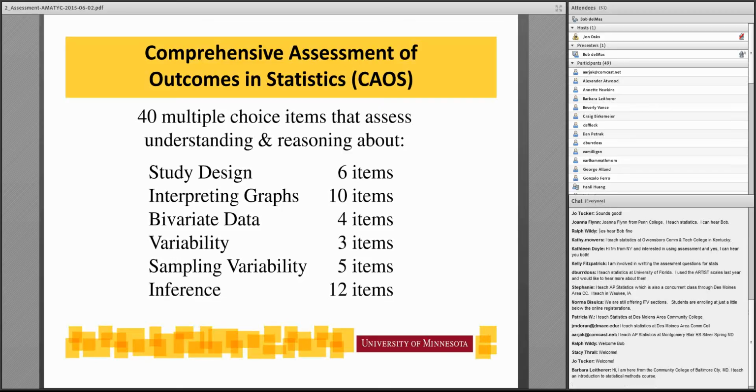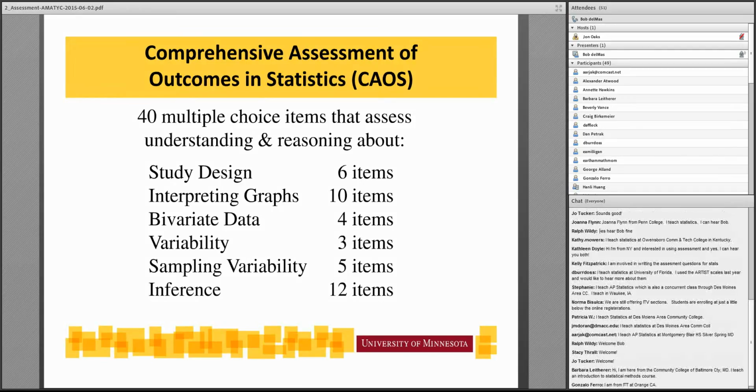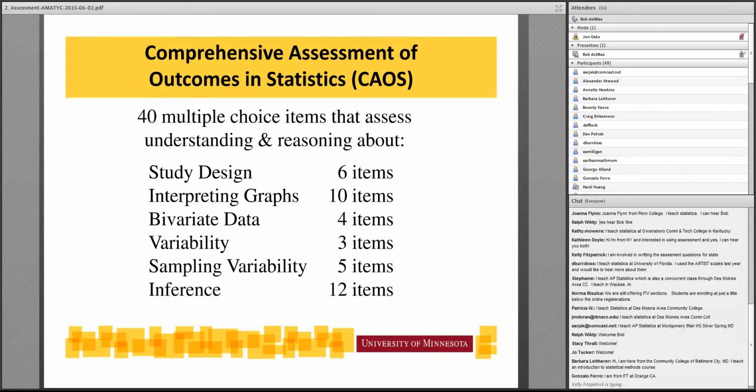Then finally, what the rest of the talk is going to focus on is the CAOS test, the Comprehensive Assessment of Outcomes in Statistics. This is a 40-item multiple choice test. It assesses understanding and reasoning about these 6 areas: study design, producing data, interpreting graphs, reasoning about bivariate data, conceptual understanding of variability, conceptual understanding of sampling variability, including sampling distributions, and then quite a few items related to inference, such as understanding p-values, interpreting confidence intervals, interpreting output from a statistical test, such as a two-sample t-test, and so on.